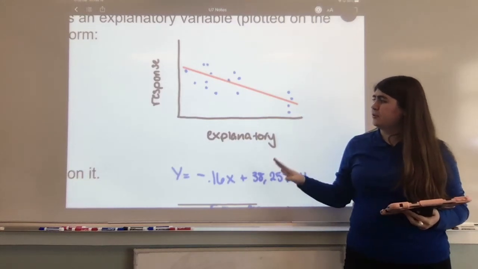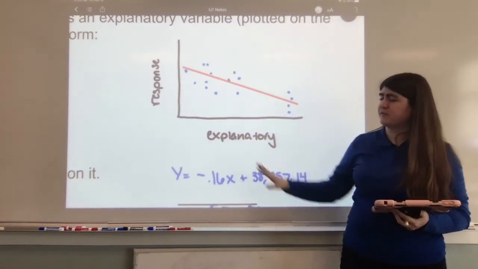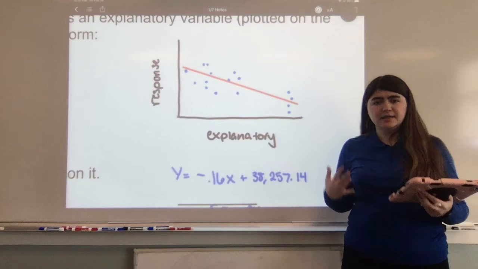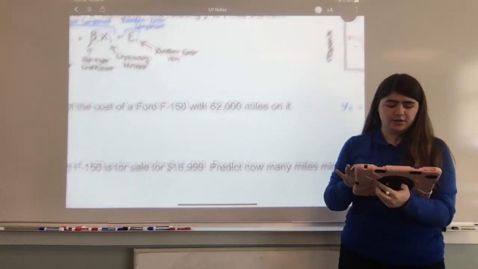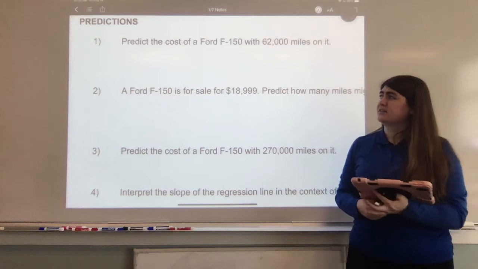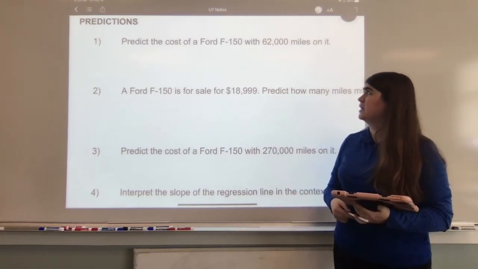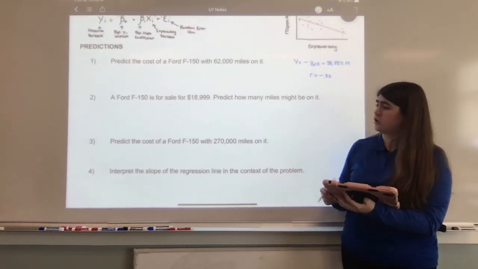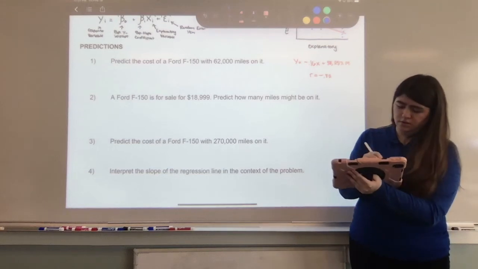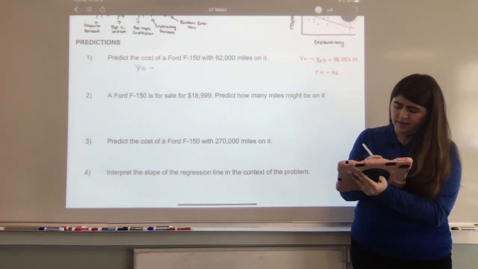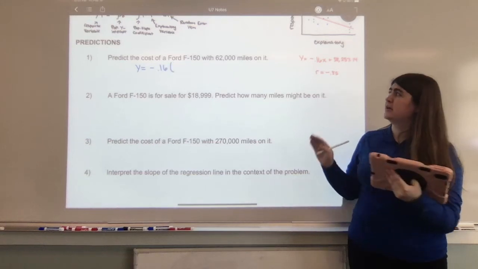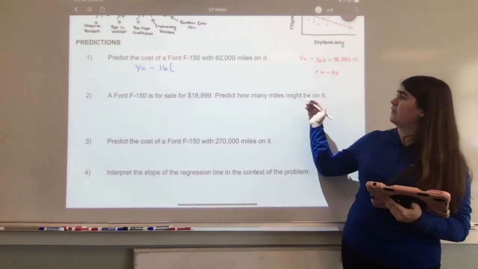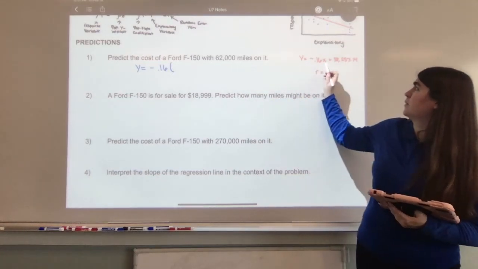So now that I have those pieces, I can use all of this information to solve and make predictions for the price of a F-150 depending on the number of miles. So let's go ahead and look at some examples here. Number 1 says predict the cost of a Ford F-150 with 62,000 miles on it. So we're going to need to use our formula that we just found. So y is equal to negative 0.16 times our x, and we said that our x was the miles, not the price, it's the miles. So if I'm going with 62,000 miles, that's what I plug in for my x.